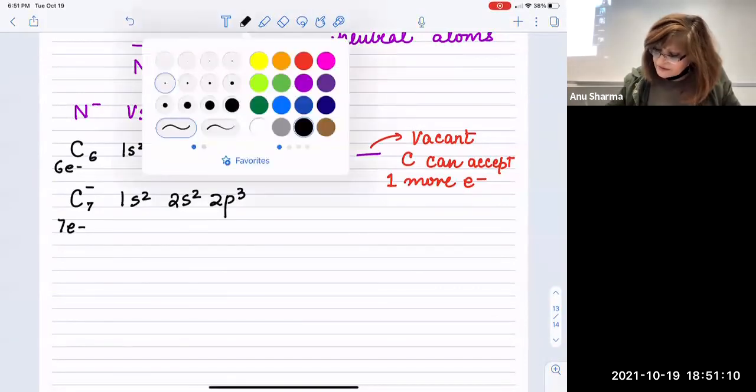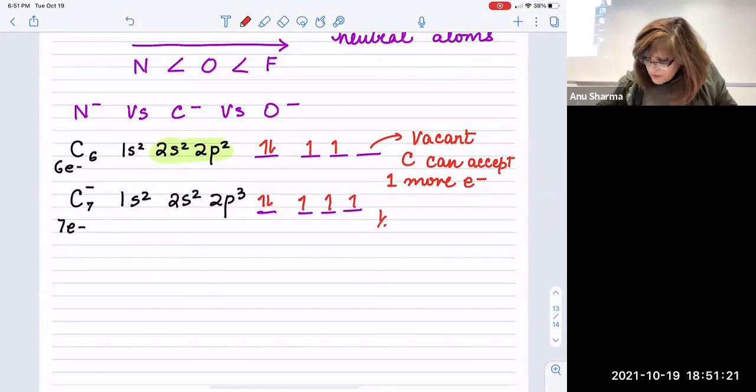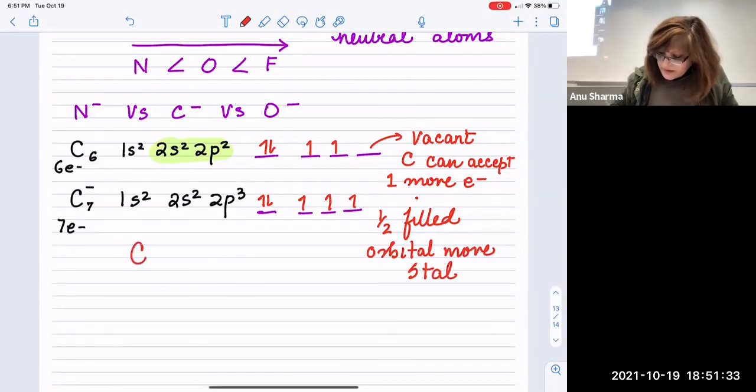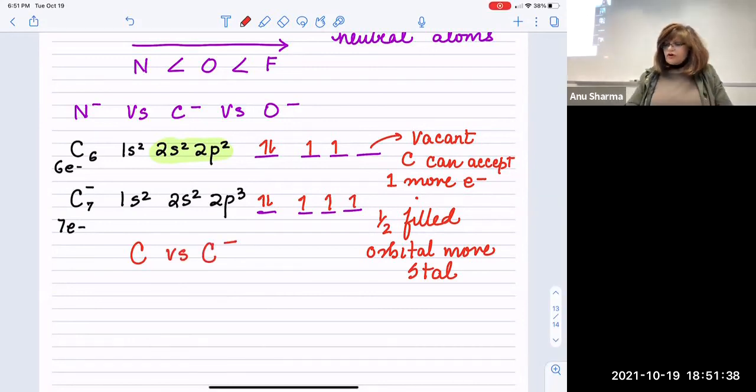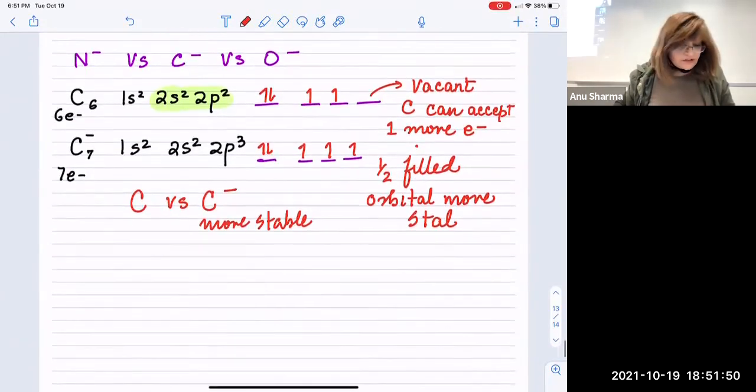So how does this look? This is 1, 2, 3. And what do you have here? A fully filled orbital, and this is a half filled orbital, more stable. So half filled orbitals are more stable. So carbon minus 1 is more stable than carbon just by itself, after acquiring that one negative charge.